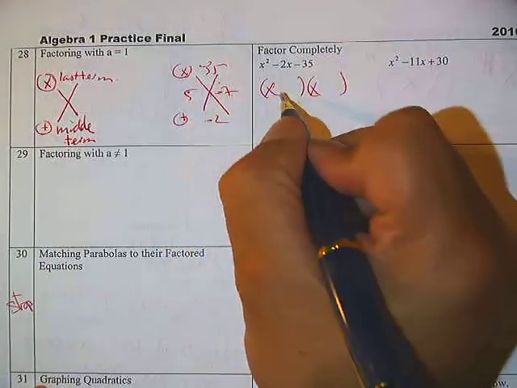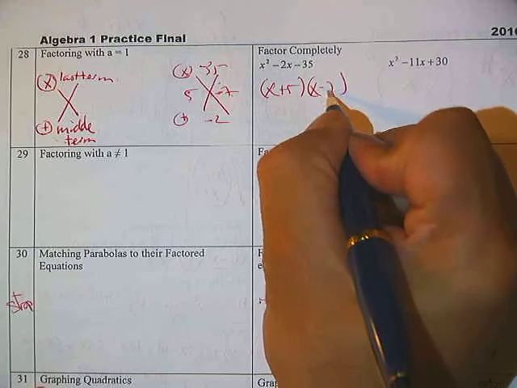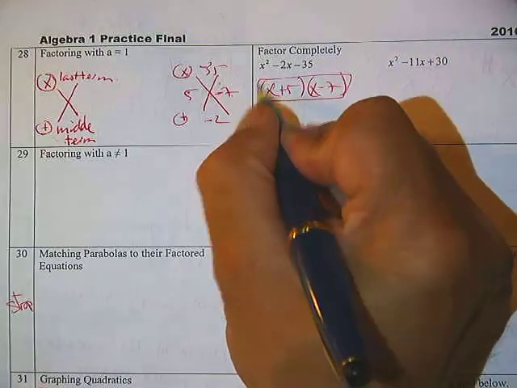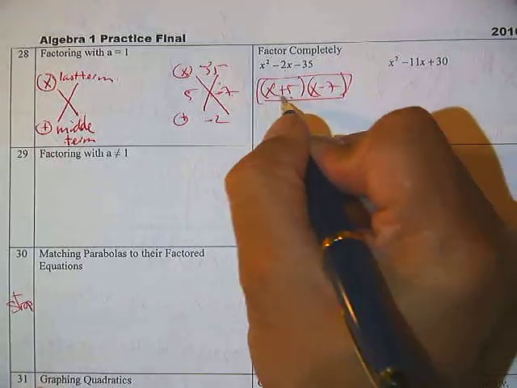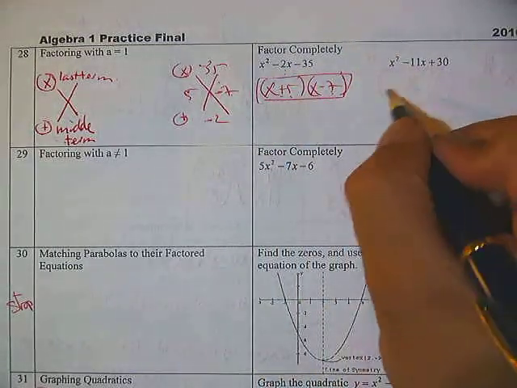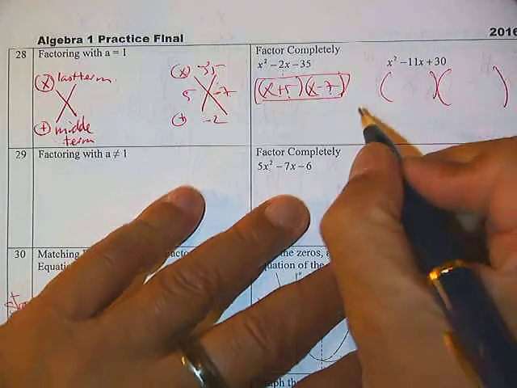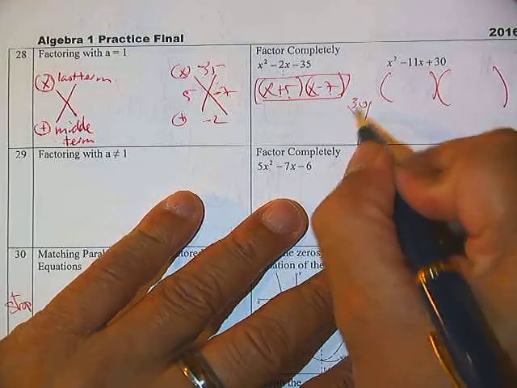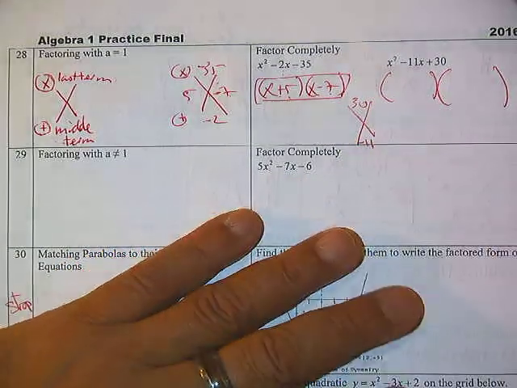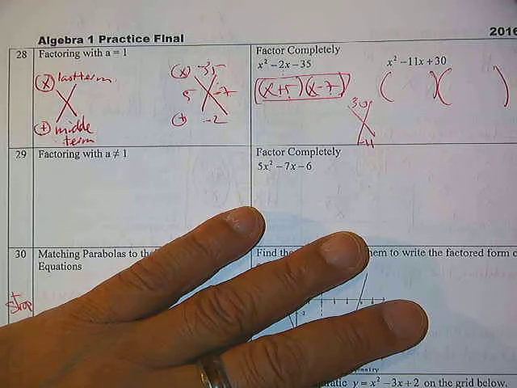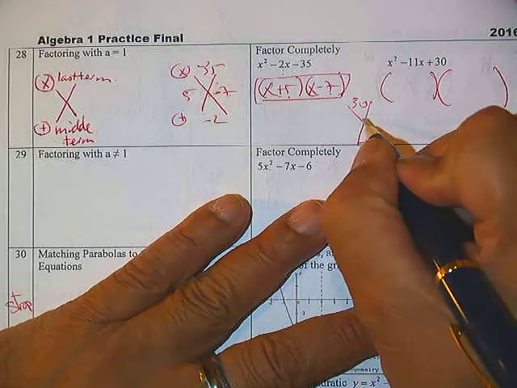So factors of 35, 1 and 35, 5 and 7. I'm pretty sure it's 5 and 7. But 7 has to be negative. So there it is. That means you just factored. So factors of x squared, x times x. And then it's going to be x plus 5, x minus 7. And this factors into this. You multiply these two, you get that.